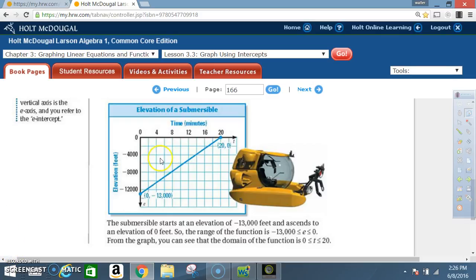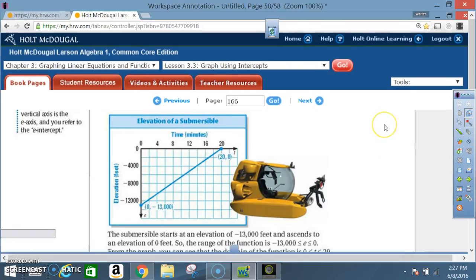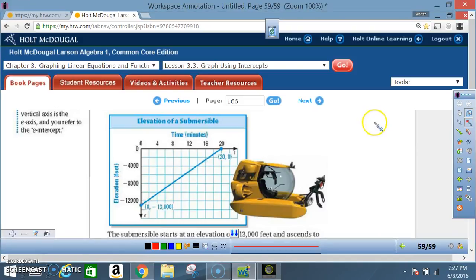One more thing to take note of. Notice that this graph is occurring in the fourth quadrant. See the negative values for y and the positive values for x. This is the fourth quadrant. In other words, you're graphing right here. A lot of kids think that you're in the first quadrant, and that's what makes them get confused. But you're actually in the fourth quadrant.